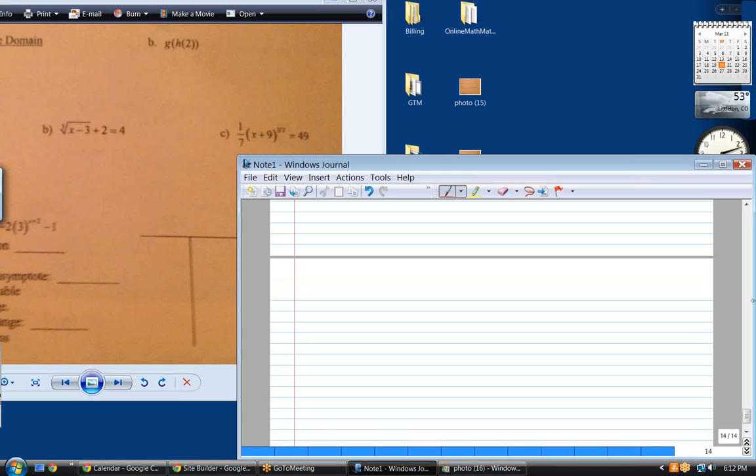We better do one more of these. They get a little harder each time. What's the first step? Multiply both sides by 7. Now we have what's being taken to an exponent isolated. So now what?